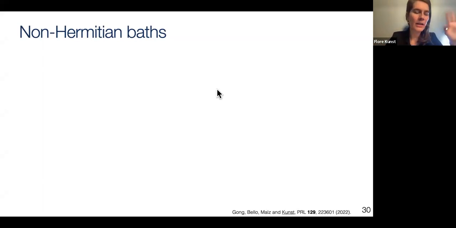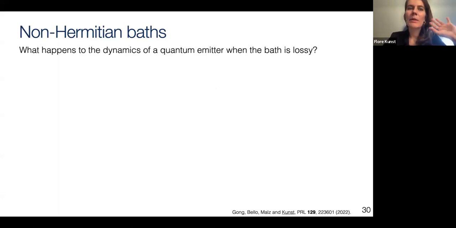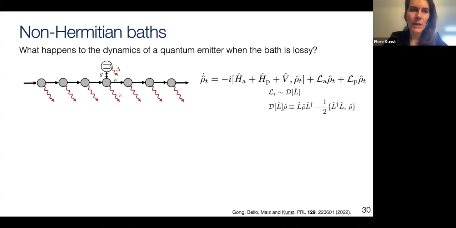So far I've been talking about exceptional points, and the consequences of having these higher order exceptional points in open systems. I've talked about a new type of bulk boundary correspondence, actually two new types, if you will, that you can find there. What if we instead think of a non-Hermitian system as a bath? What happens to the dynamics of a quantum emitter when you couple it to such a non-Hermitian system?